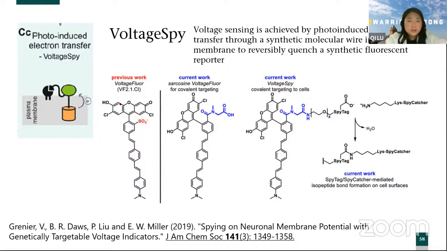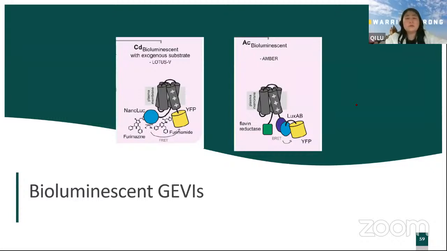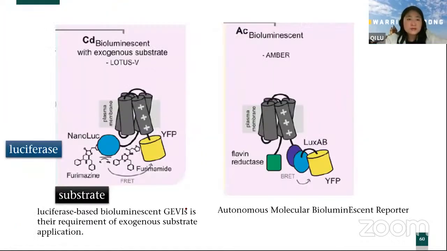So another is the voltage spike that's linked. Before, it was only this molecule dye, but the current voltage spike uses a linker to link to a tag and to link to proteins. That design is very close to the previous one. So another part is the bioluminescent GEVIs.